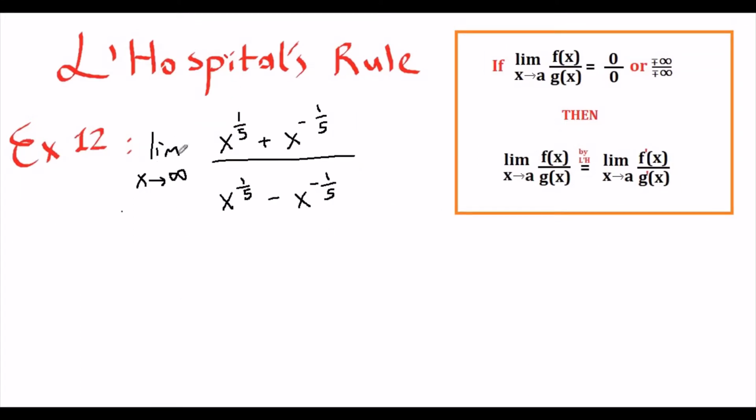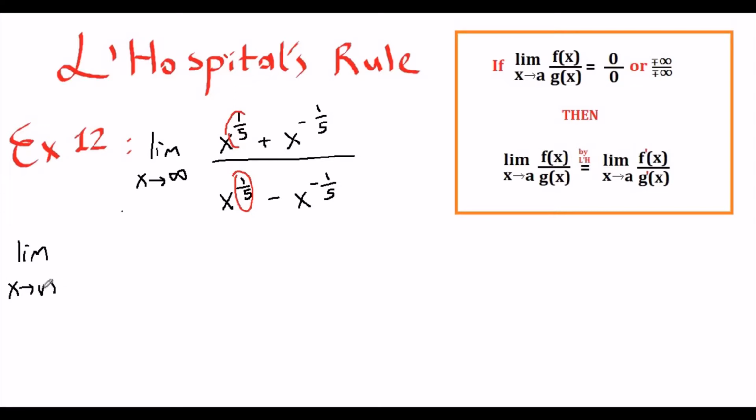Let's check out example 12. Limit as x is approaching infinity, x to the 1/5 plus x to the negative 1/5 all over x to the 1/5 minus x to the negative 1/5. If you have these kinds of fractions, you're going to simplify by dividing each term by the dominant term. So here the dominant term is x to the 1/5 power. So we're going to divide each term by x to the 1/5 to simplify.